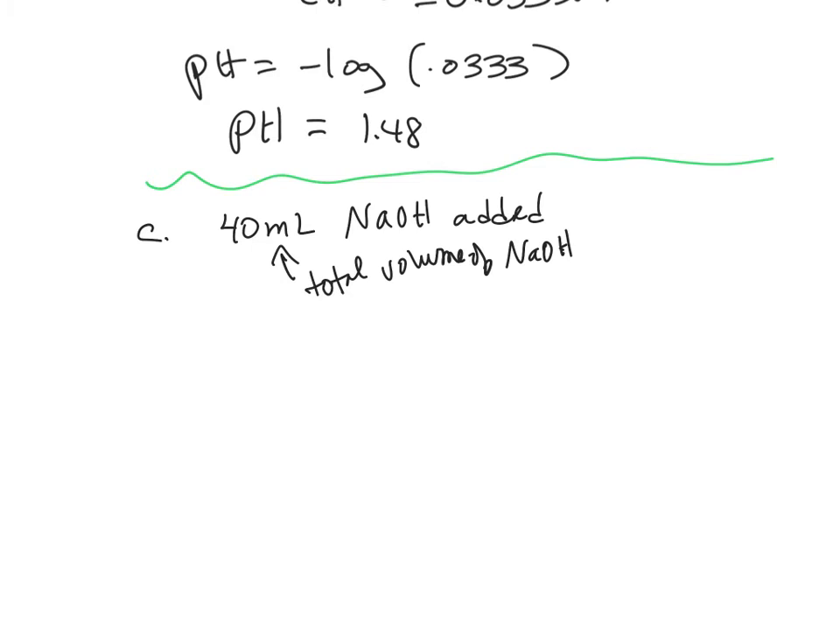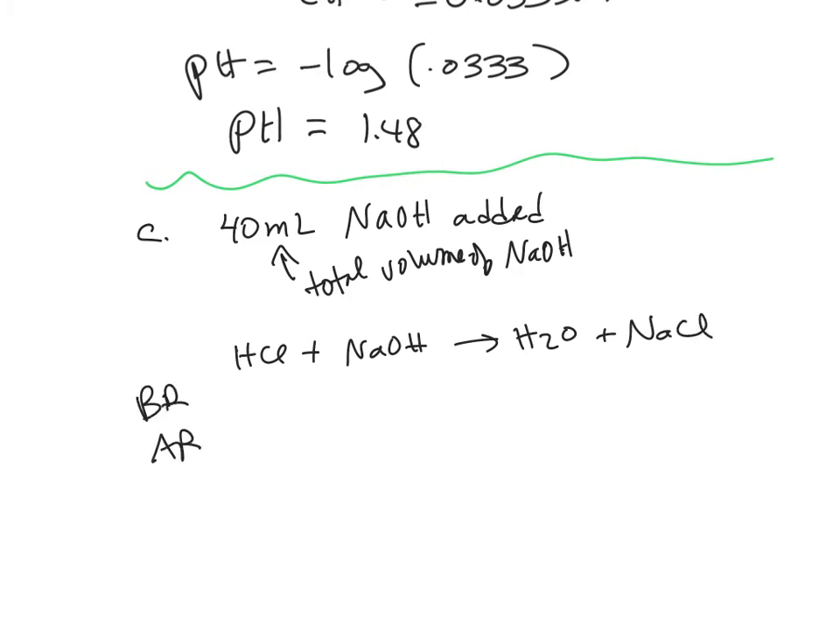All right, then we're going to do another reaction table. You have HCl plus sodium hydroxide forming water plus NaCl, before reaction, after reaction. And in this case, you have sodium hydroxide is 0.1 molar, so 0.10 molar times 0.040 liters, 0.0040 moles NaOH.